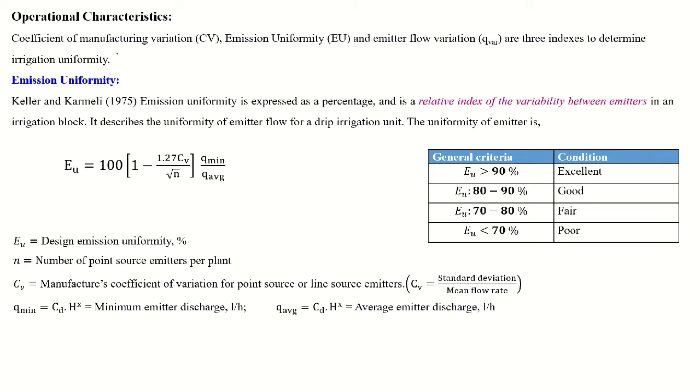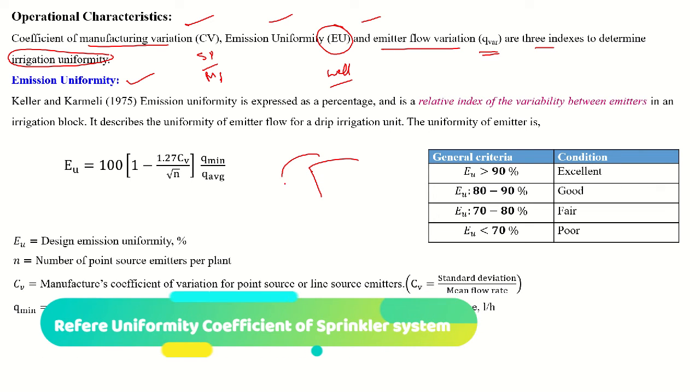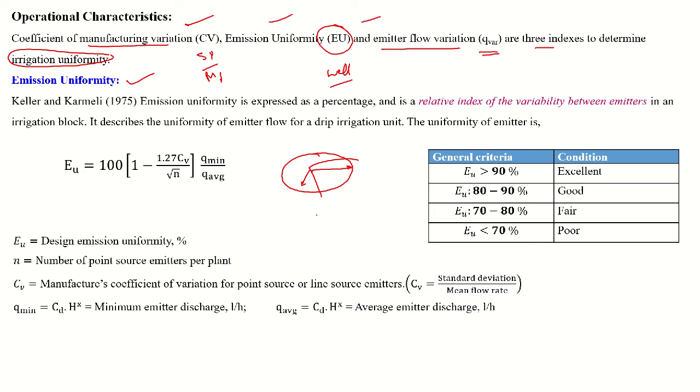Here the operation characteristics include the manufacturing coefficient of variation, that is the standard deviation by the mean flow rate, and emission uniformity and emission flow rate variation Q. These are three indices to determine the irrigation uniformity. If all three conditions are satisfied, then our irrigation system will perform well. One of the most important parameters is emission uniformity. In sprinklers we call it distribution uniformity, because the water falls from the top. We can estimate whether water is coming from the nozzle distributing uniformly or not using the distribution uniformity proposed by Christiansen.